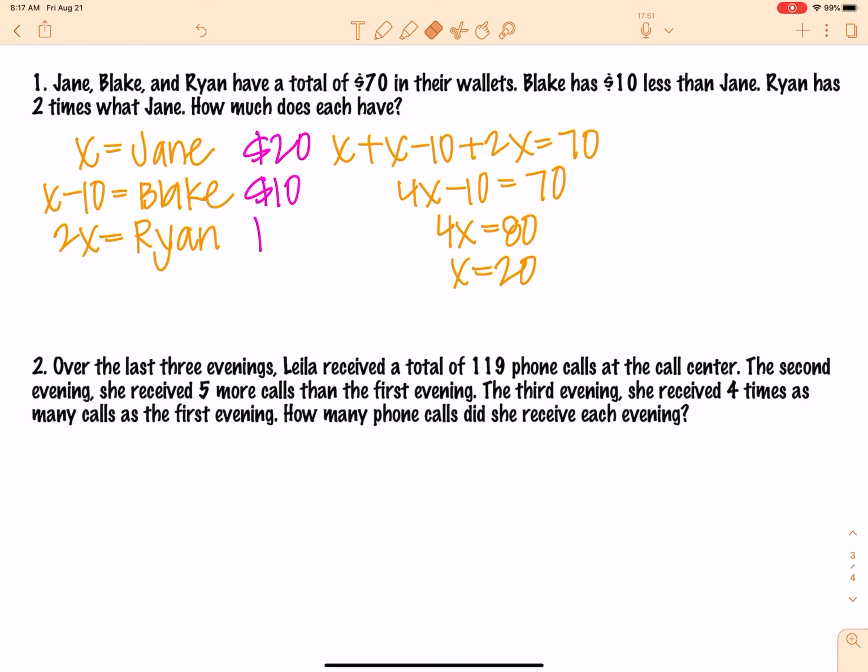And since this is a real world problem, you can totally check your answer to make sure that this makes sense according to what the problem asked. Because if you get different answers, you're obviously knowing that this does not make sense in regard to the problem.